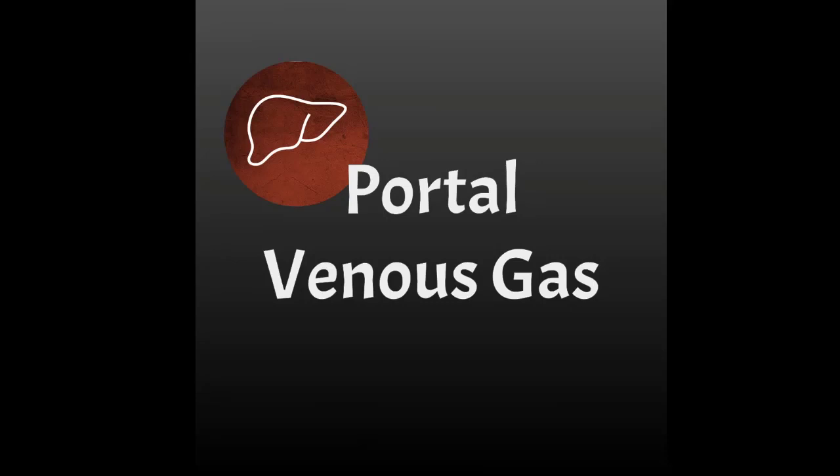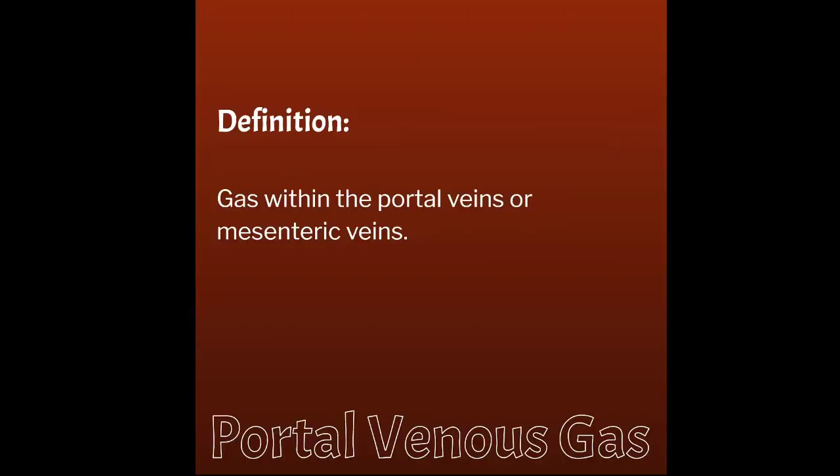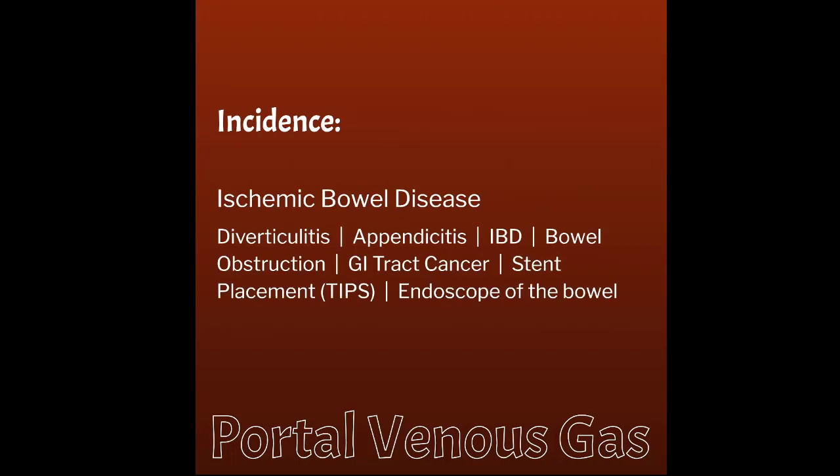Portal venous gas then is the next pathology that we will talk about. Portal venous gas refers to gas within the portal veins or in the mesenteric veins. This is typically going to occur due to ischemic bowel disease. So ischemic bowel disease is when the gut is not getting enough blood. When that happens, it starts to die off, it starts to necrose.